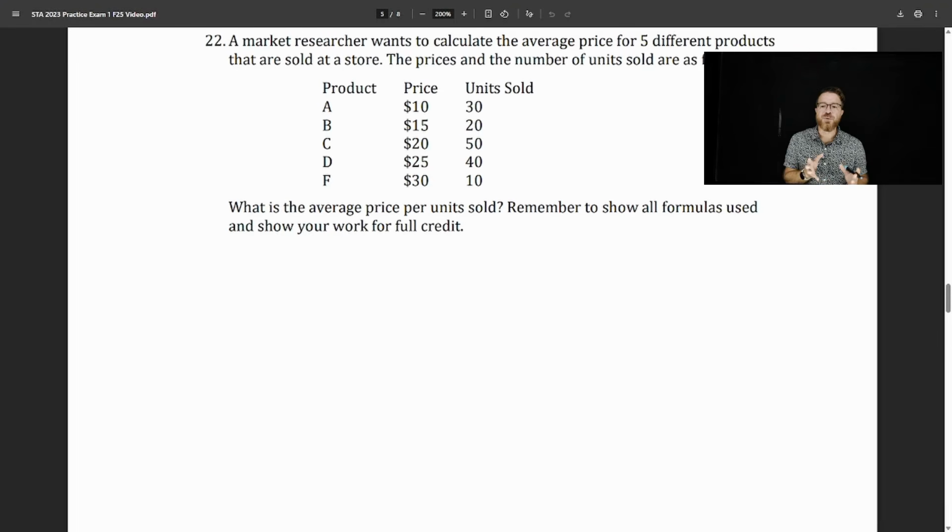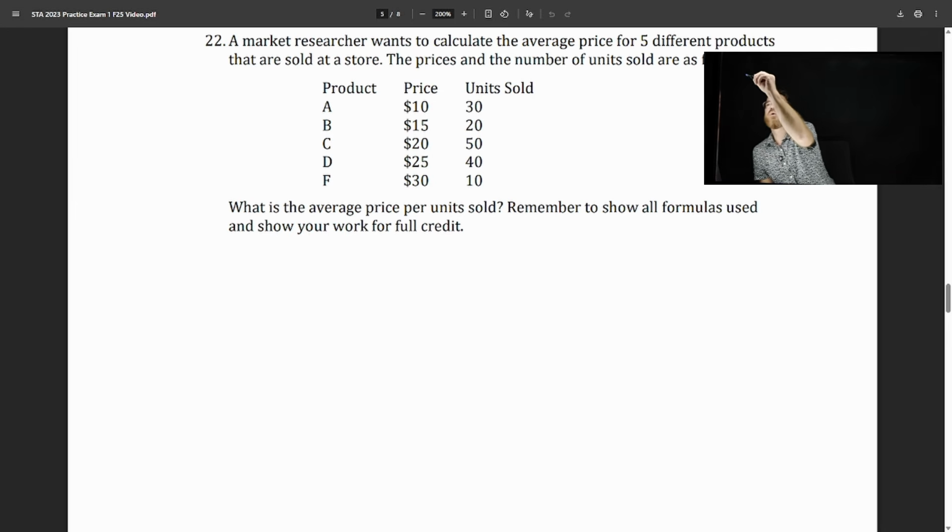In problem 22, a market researcher wants to calculate the average price for 5 different products that are sold at a store. The prices and the numbers of units sold are as follows. Product A has a price of $10, units sold is 30. Product B, $15, units sold is 20. Then $20, 50; $25, 40; and $30, 10. We want to know what is the average price of the units sold. Now, this is going to be a weighted mean.